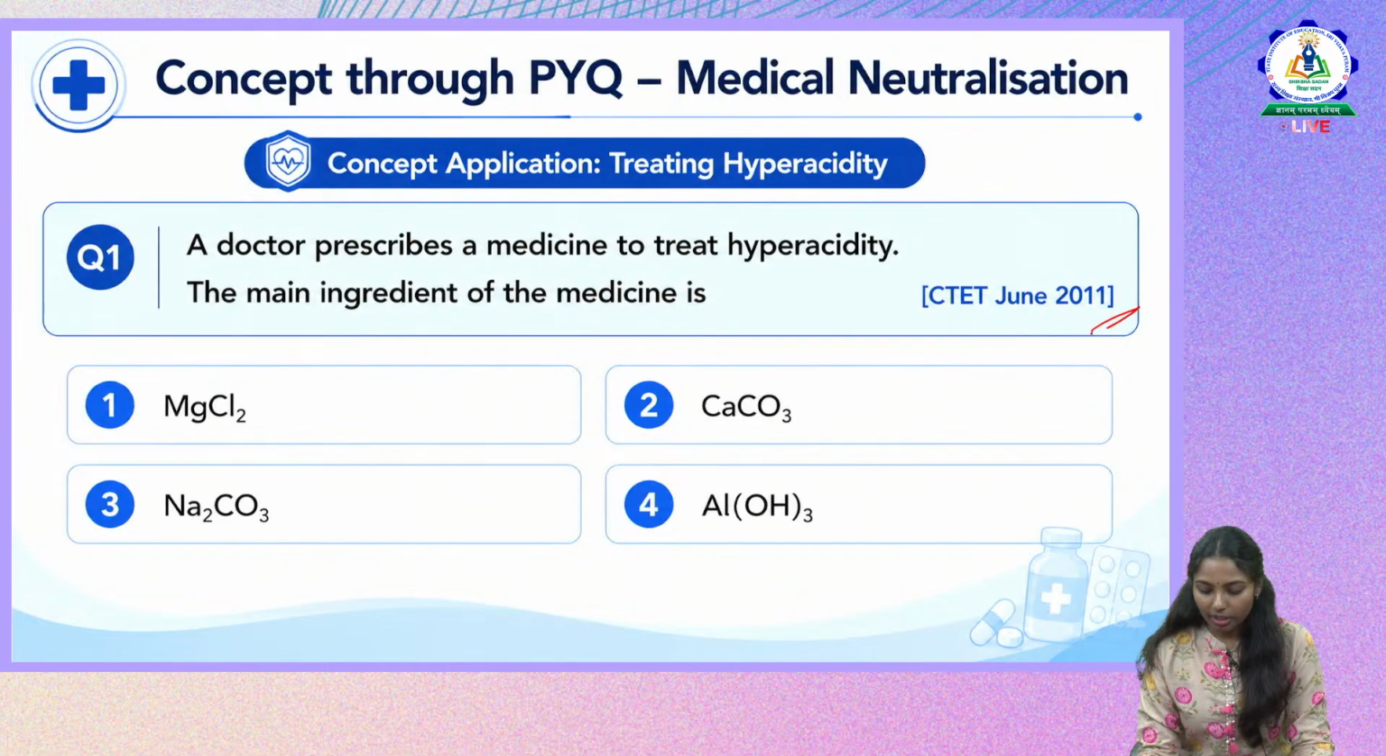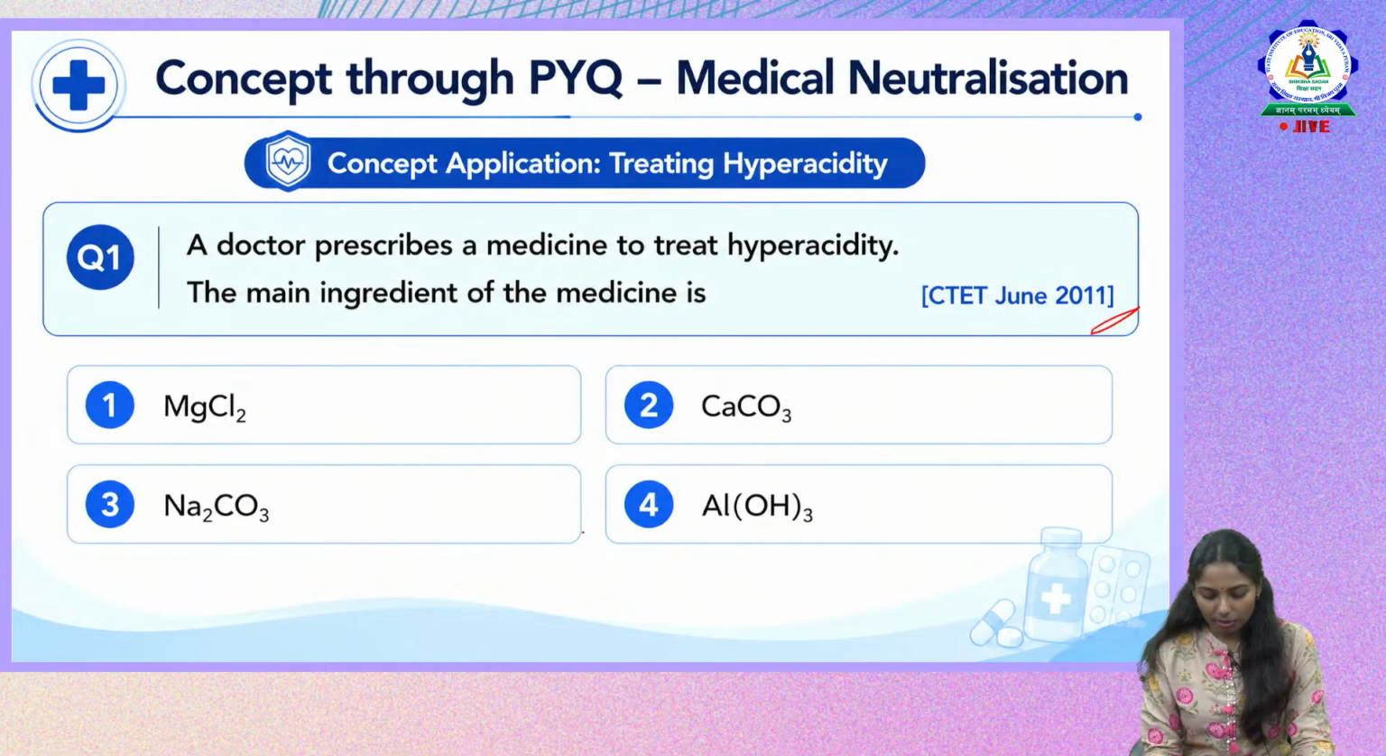It was asked in 2011. The doctor prescribes a medicine to treat hyperacidity. The main ingredient of the medicine is... So we have discussed something called the neutralization reaction. In that reaction we talked about how if excess acid is produced in the stomach, that can be treated by an antacid. And we also talked about what the components of antacid are. If you remember, it was magnesium hydroxide and aluminum hydroxide.